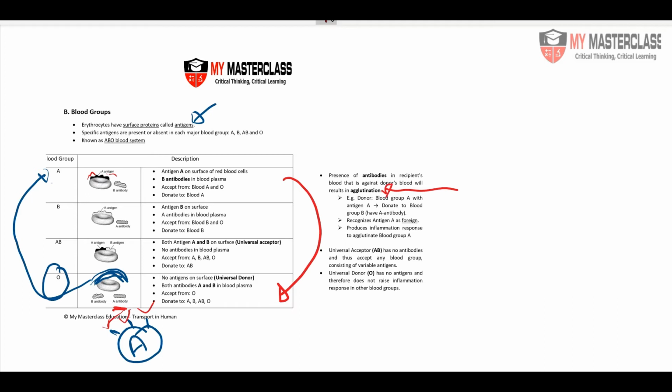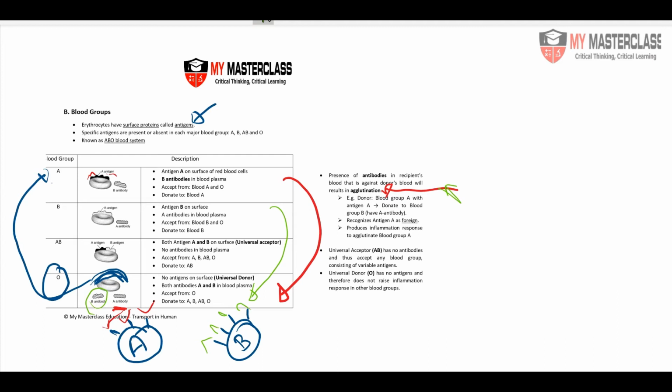The same thing goes if I were to donate blood group B into blood group O. The same thing will happen. I have got blood group B with my B antigens, so the antibody B in the person with blood O will now attack my red blood type B, causing agglutination to take place.